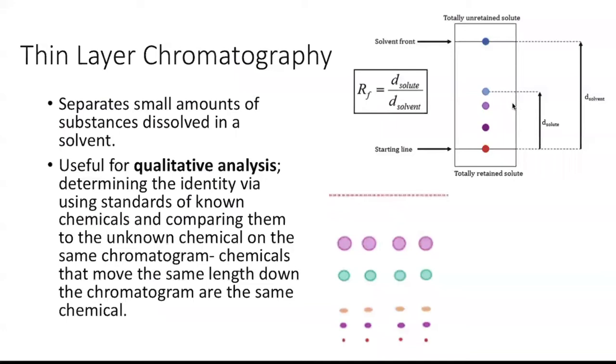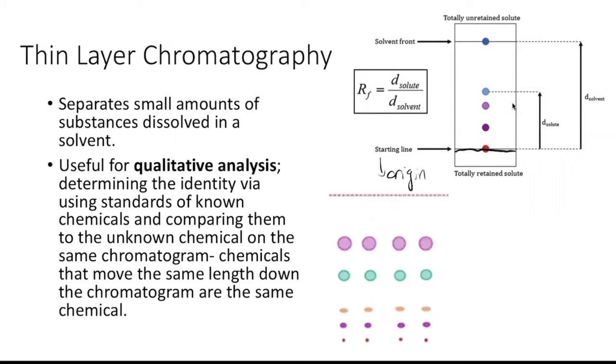Okay, so what we're going to do now is take a look at a particular type of chromatography, called thin layer chromatography. We can actually use paper in this, for example, where we have a starting line over here. We can also call this the origin, or the origin point.